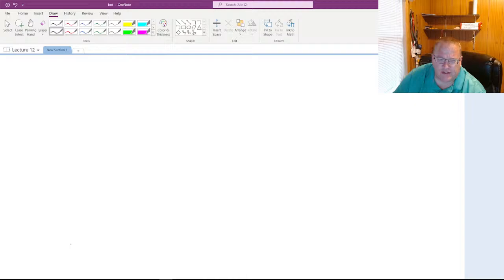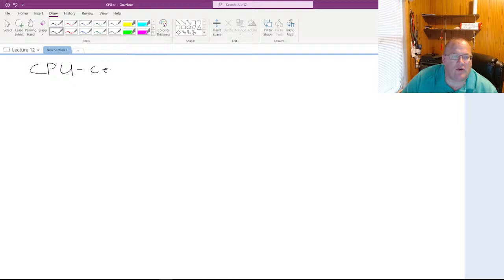All right, so let's talk about what makes up the computer. Let's start at the very central part of it, and that is the CPU. I think most of you already know this is the central processing unit.